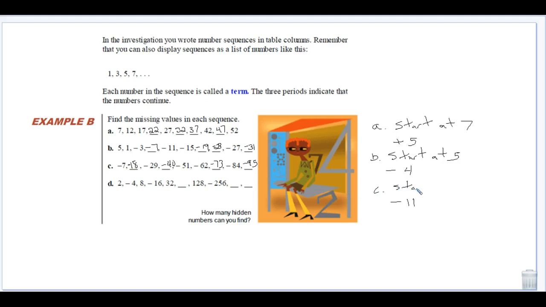And we don't really have to write all this down. I'm just trying to write it as a recursive sequence. So start at negative 7.